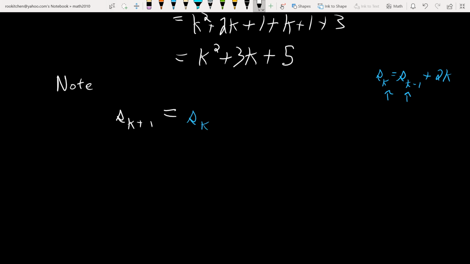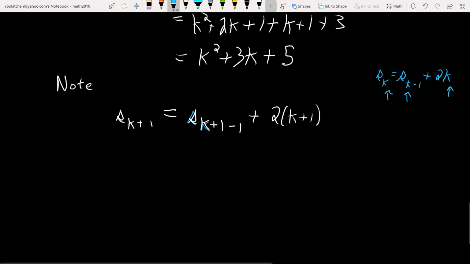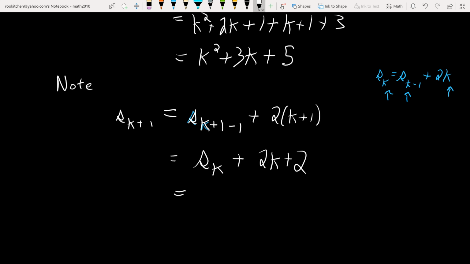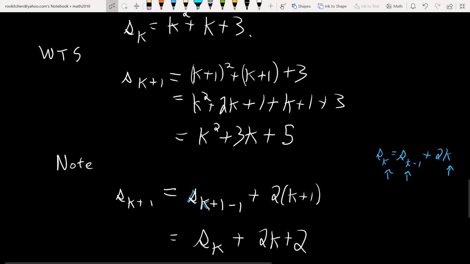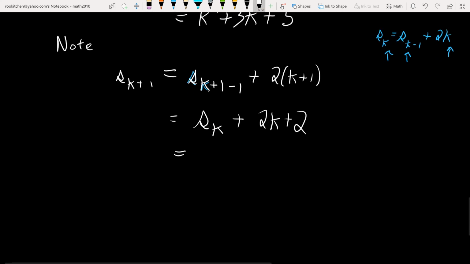So I end up with S sub k plus 1 minus 1 plus 2 times k plus 1. I also have to replace that k with a k plus 1. And then that will be S sub k plus 2k plus 2. Then you can use your inductive hypothesis to rewrite S sub k, which is k squared plus k plus 3.